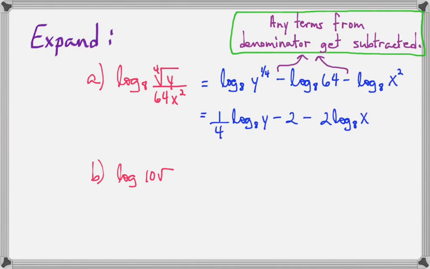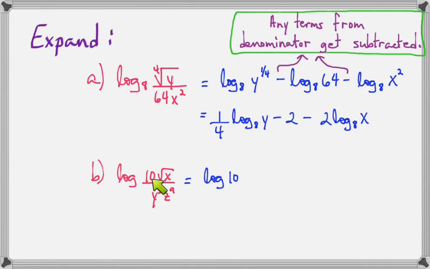Okay, let's get another example. Here is log of 10 square root of x over y to the 5th z to the 9th. So 1, 2, 3, 4. I have 4 different factors, and we know that the square root of x is really x to the 1/2. Okay, so I'm going to expand this into 4 terms.